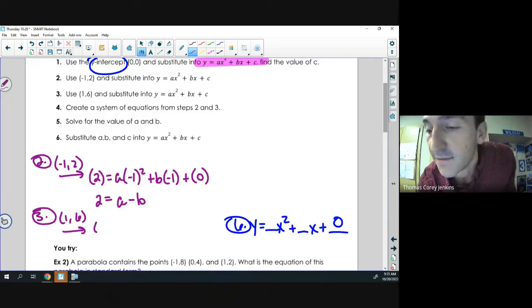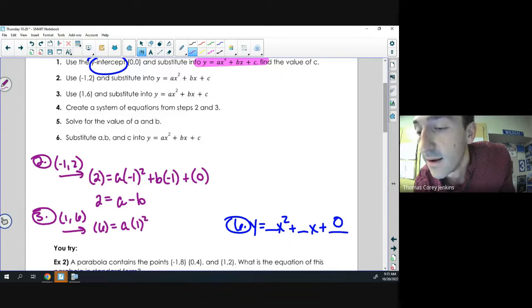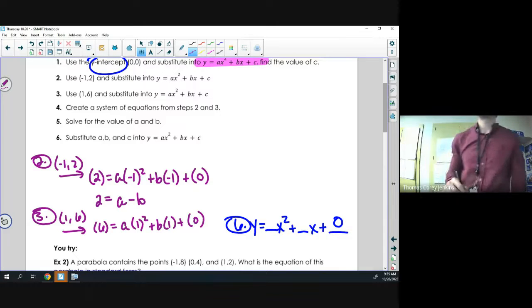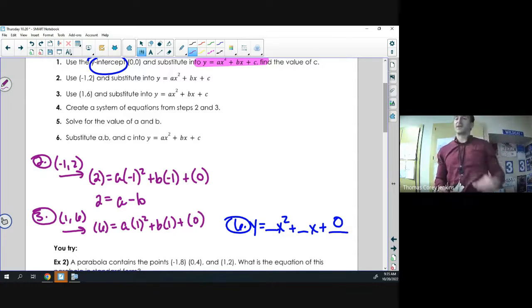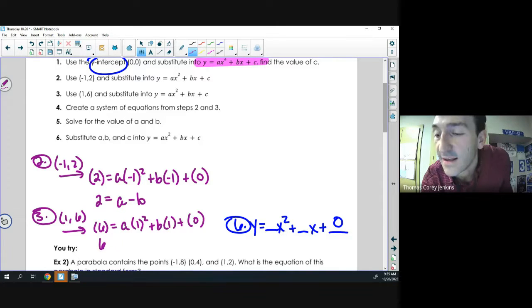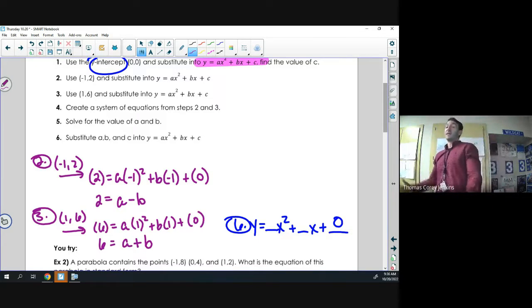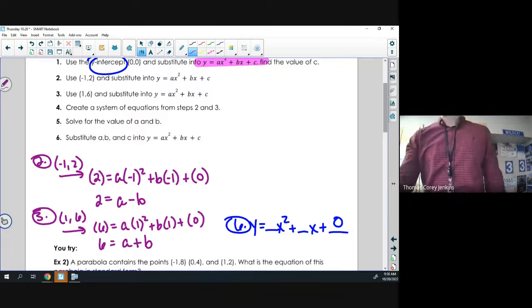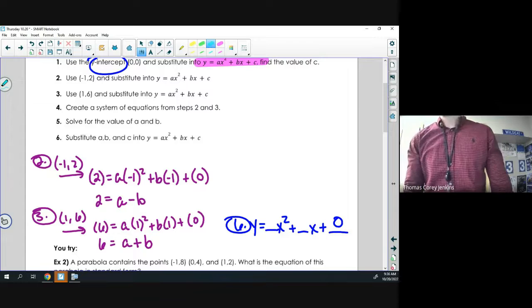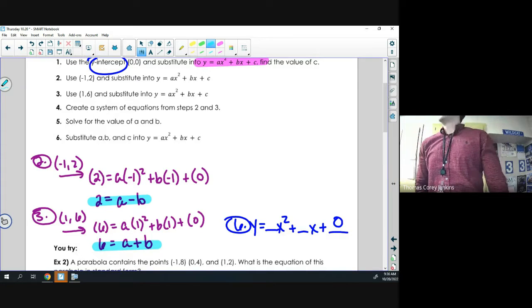So this one's going to have 6 equals a times 1 squared plus b times 1 plus 0. So then we can go a little quicker on this one. Clean up the right side. We get 6 equals a plus b, right? 1 squared is 1. That's my coefficient of a. 1 is 1. That's my coefficient of b. So a plus b. So now what we do there, we created a 2-variable system, that and that, that's super easy and set up perfectly for elimination.